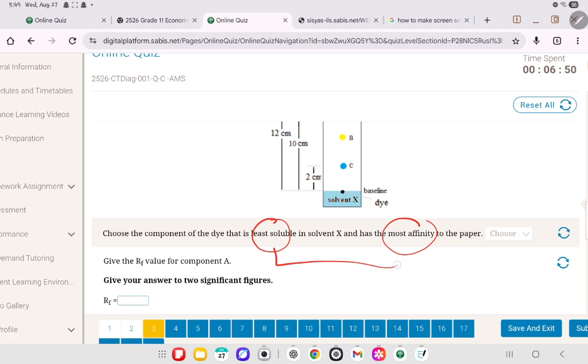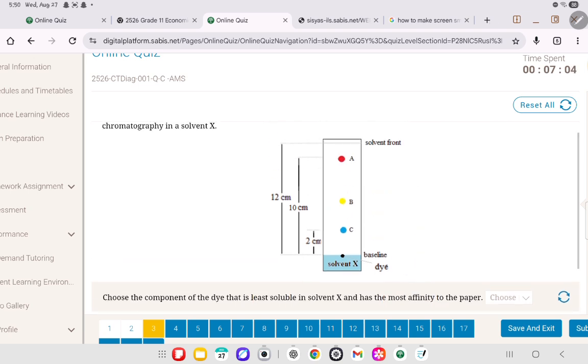First of all, when you see these two, they are related to each other. If something is less soluble, that means it has more affinity. If something has less affinity, that means it has more solubility. So, in this solvent, the more soluble something is, the farther it will travel, right? So, in this case, C is the closest to the baseline, or traveled the shortest distance. Because it traveled the shortest distance, it means it is the least soluble.